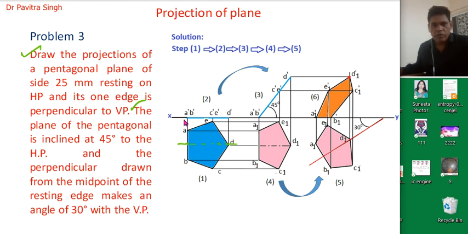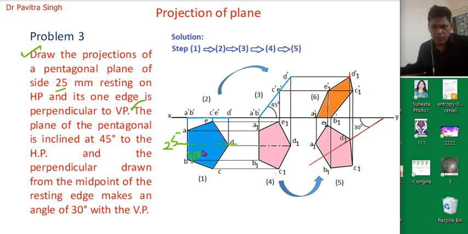So we can see the complete plane in the top view. We will draw one line which is perpendicular to the xy line, because this is perpendicular to the vertical plane. We will draw this line first and mark points A and B, and this distance is 25 mm. So this length is 25 mm. Now we will draw this line BC. So this angle should be known.